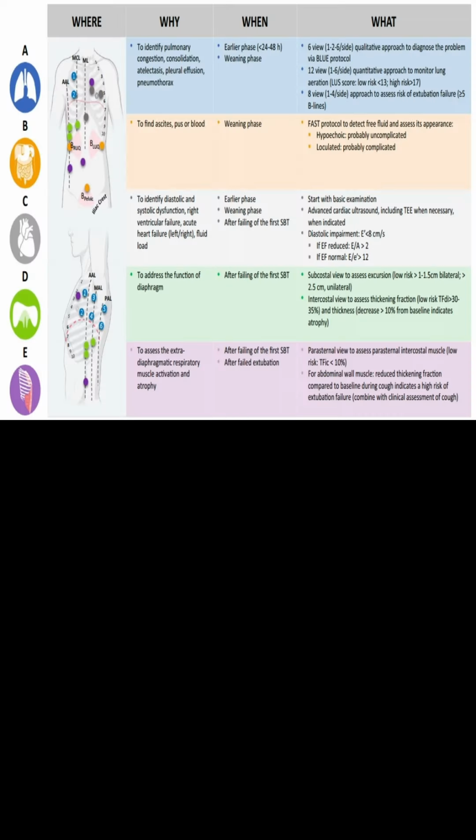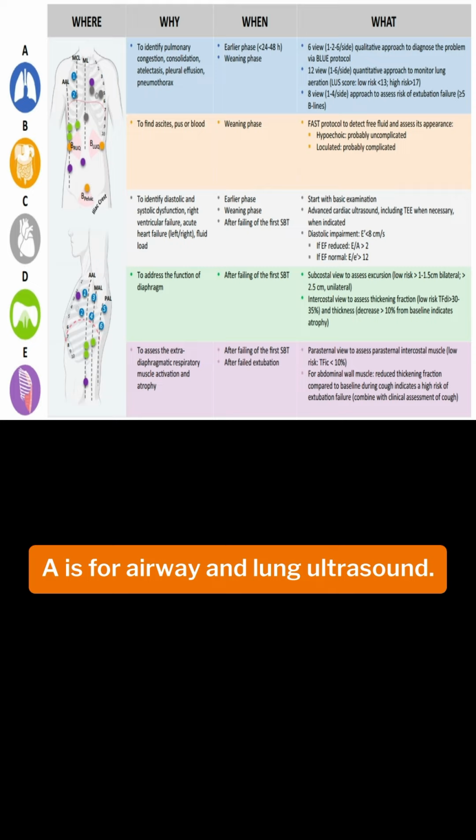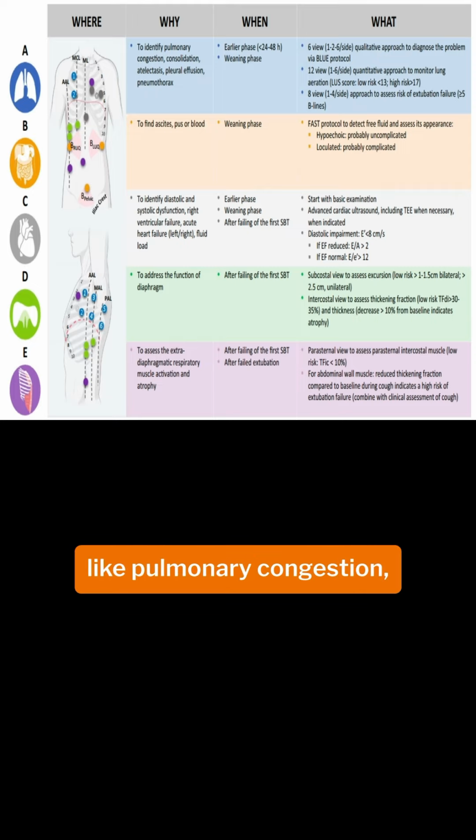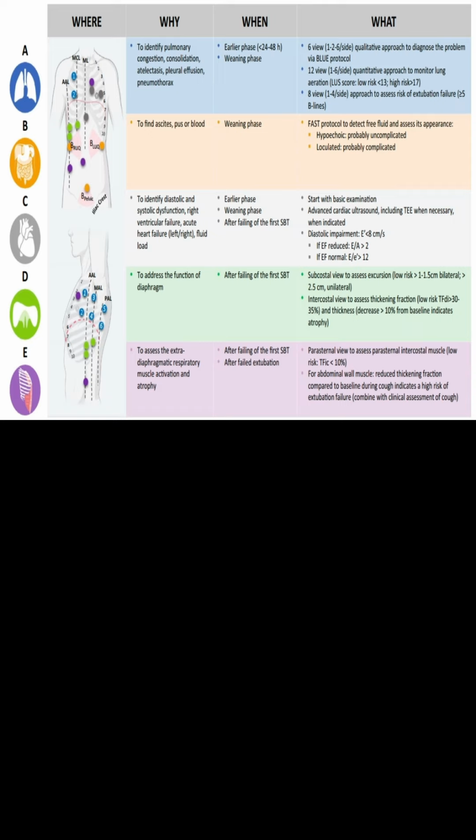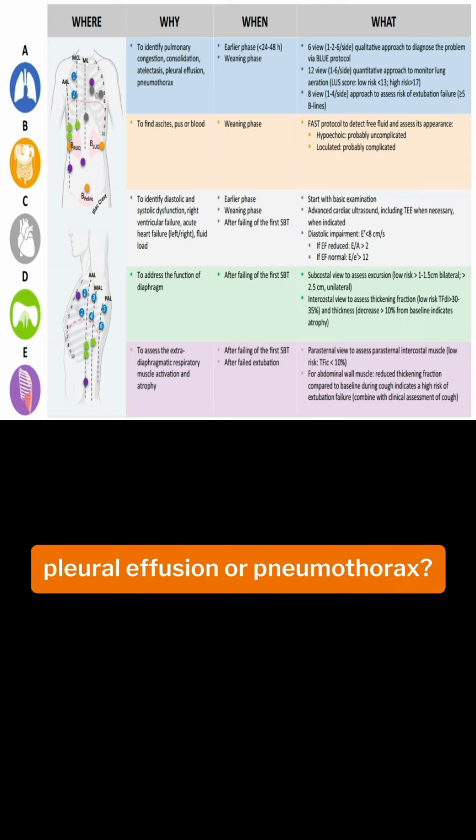Let's talk about a powerful tool in critical care, ultrasound, and how we use it during weaning from mechanical ventilation using the ABCDE approach. A is for airway and lung ultrasound. Why do we use it? To detect causes like pulmonary congestion, consolidation, pleural effusion, or pneumothorax.